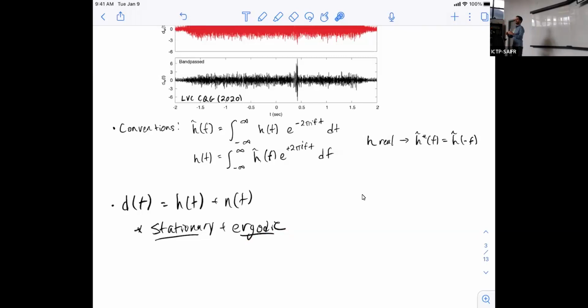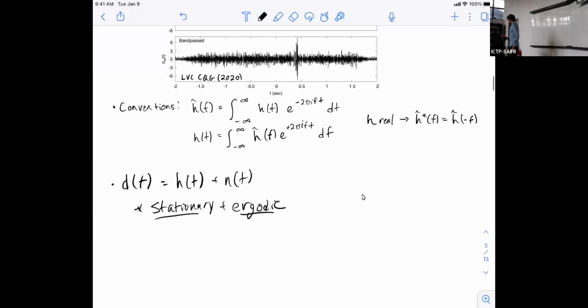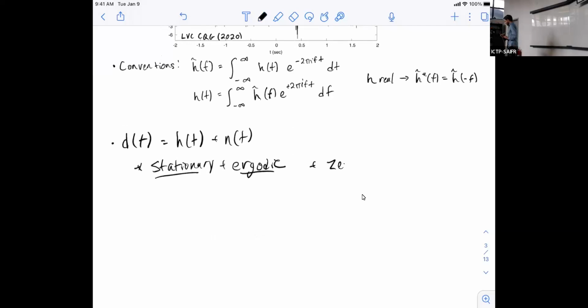All right. So with a stationary process, we'll also do zero mean, but this is still totally general. We're just saying that the ensemble average of the noise itself is zero at any given time. That is not an assumption, because if you have a non-zero mean process, you just compute the mean and subtract.